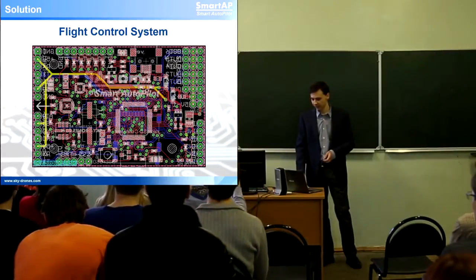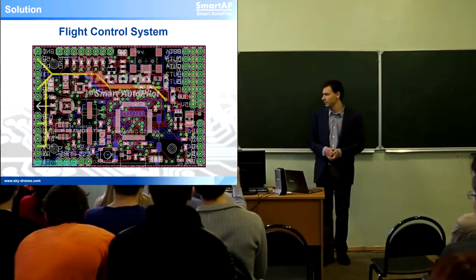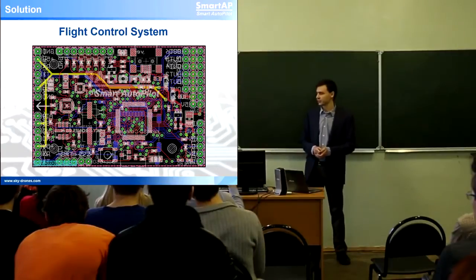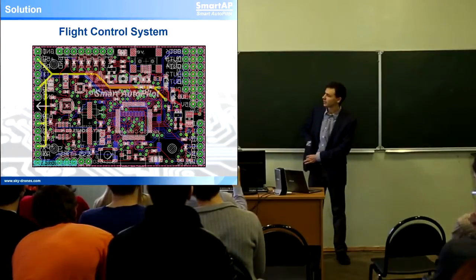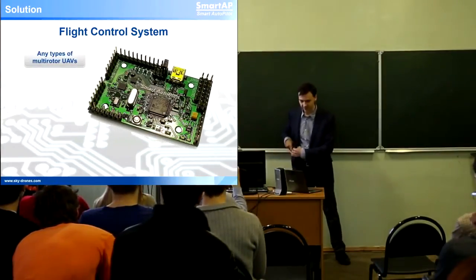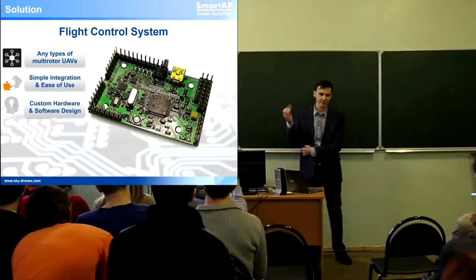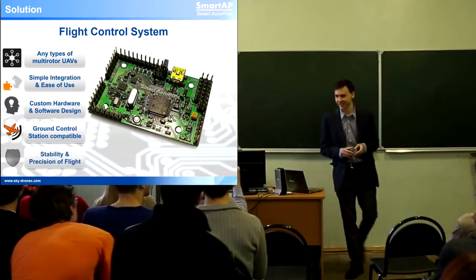So I offer the solution, which is the flight control system. This is the printed circuit board design. The size actually is quite small, just 60 by 40 millimeters. This is how it looks like. And also, you can take a look if you want.